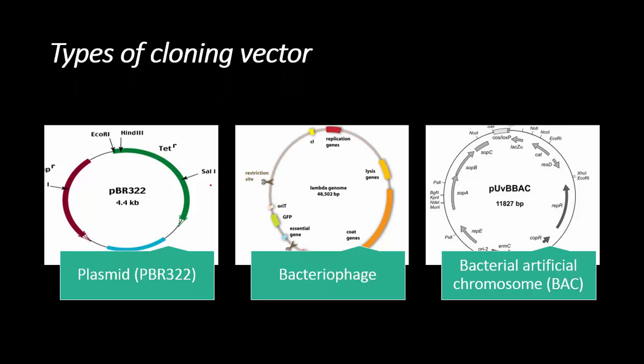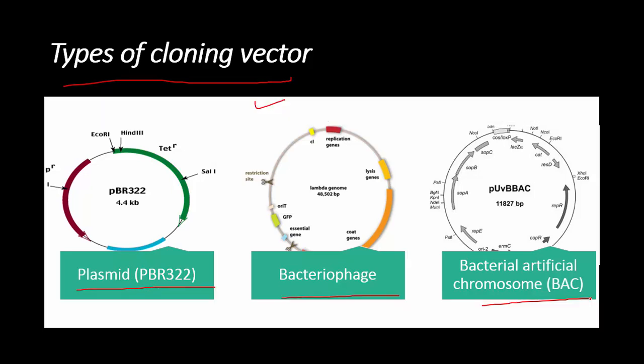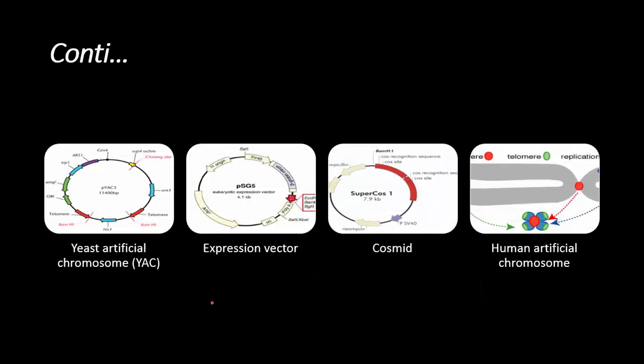So what are the main types of cloning vectors? Cloning vectors are of many different types depending on the organism from where we isolate them. The first one is plasmids, then bacteriophages, bacterial artificial chromosomes, yeast artificial chromosomes, expression vectors, cosmids, and human artificial chromosomes.